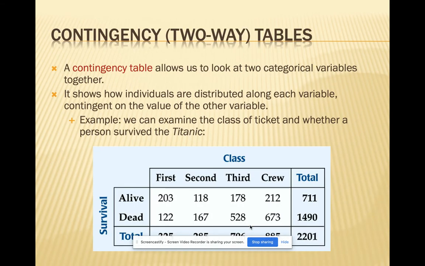Okay, another way to summarize that's helpful in analysis is by making a contingency table or a two-way table. Contingency and two-way table mean the same thing. They allow us to look at two categorical variables together. It shows you how the individuals are distributed along each variable and contingent on the value of the other variable. For example, we can examine the class of ticket and whether or not a person survived the Titanic.